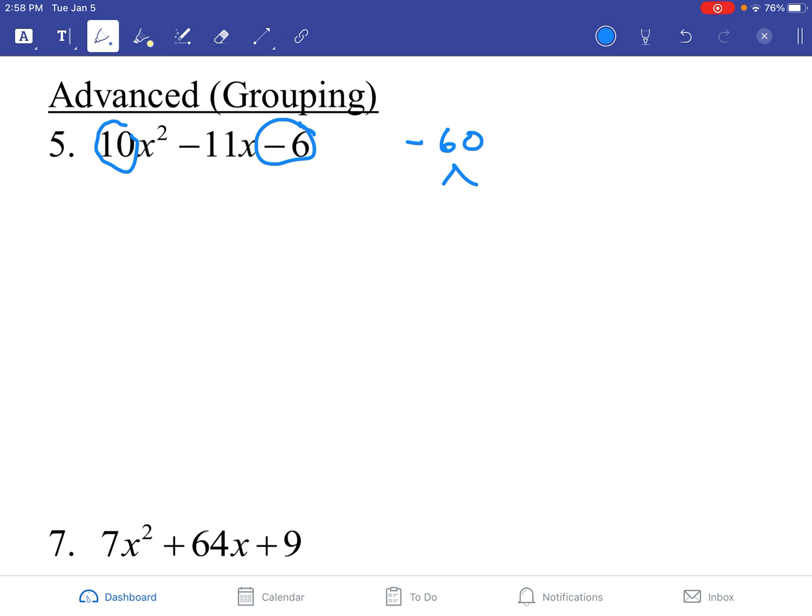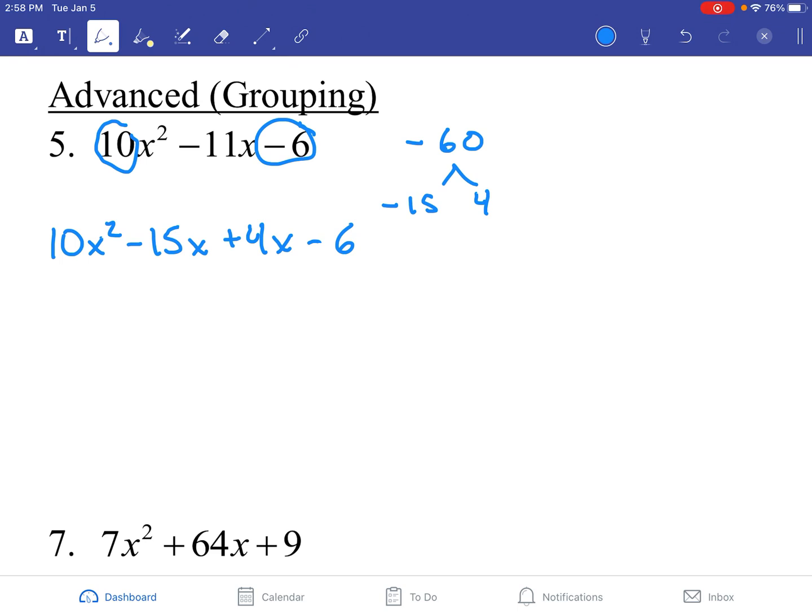Let's see, I haven't done these before, so let's figure out what we got. Perfect. That's going to give you negative 15 and positive 4. So negative 15 times 4 is negative 60, and negative 15 plus 4 is negative 11. Now we're going to replace our negative 11x with those 2 numbers. We're going to write it out: 10x squared minus 15x plus 4x minus 6. Now some people might ask, can I reverse the 4 and the negative 15? Does it make a difference which way it goes? It does not. The problem will look different, but you'll end up with the same answer no matter which way you do it.